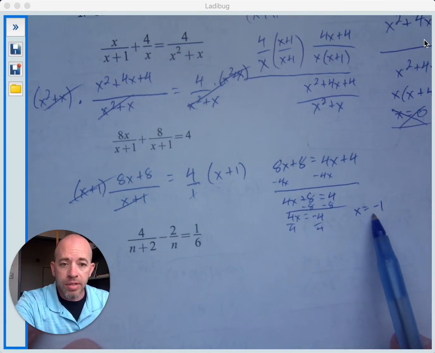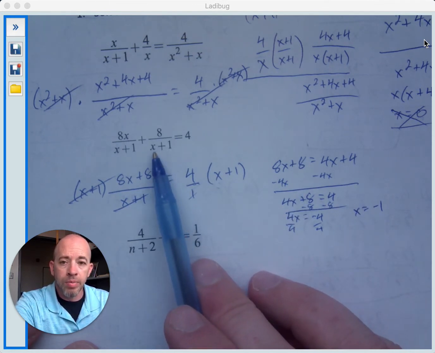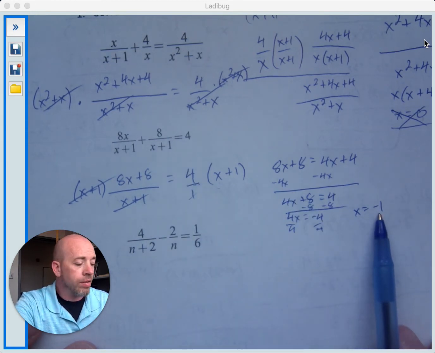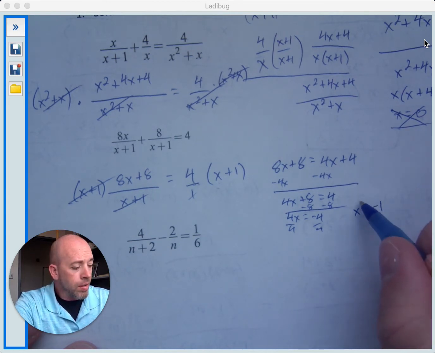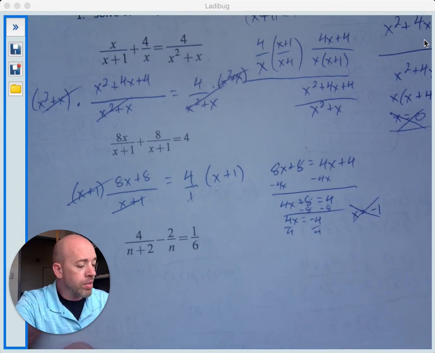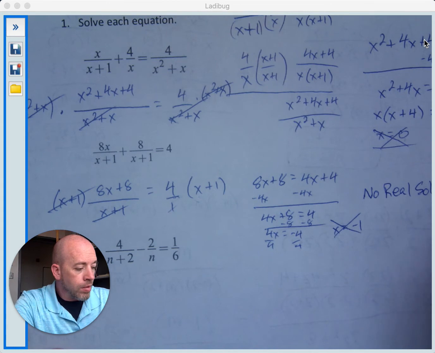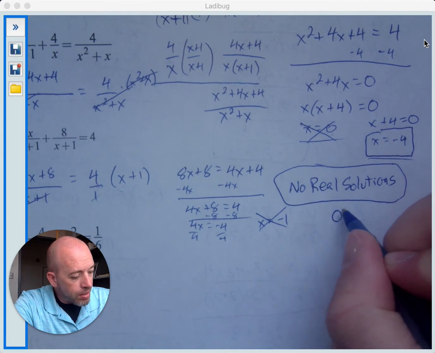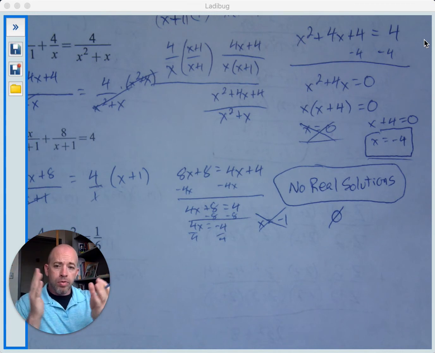We need to check to make sure this doesn't cause problems. If we plug in negative 1, oh no, negative 1 plus 1 is 0, right? We can't divide by 0. So we need to make sure we check these in the denominators. And this one causes a problem. It's what we call, again, an extraneous solution, leaving us with no solutions. And so this equation, we would say there are no real solutions. Sometimes you'll see that written with the empty set. A circle with a slash through it represents the empty set, means there are no solutions, no real solutions.